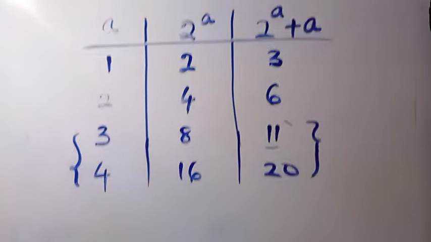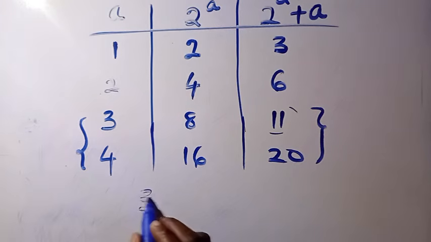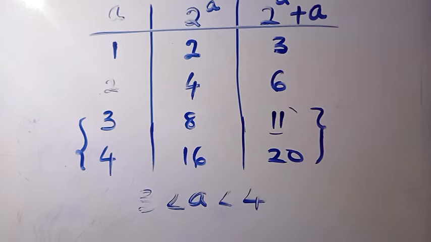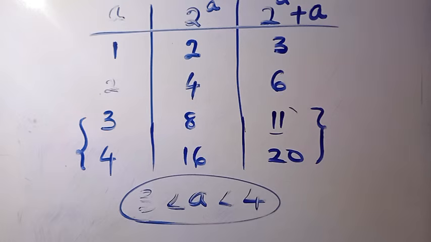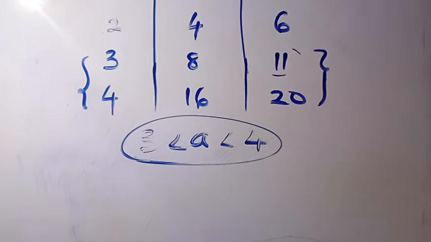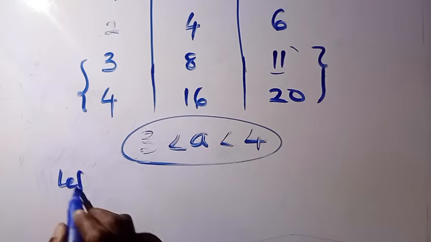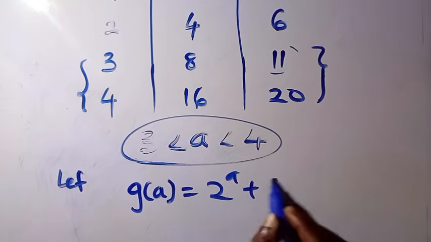So this brings us to the conclusion of inequality that for every value of a, 3 is less than a, and a is less than 4. We get the value between 3 and 4. So this should be our target. And after knowing this, but before I solve further, suppose I let g(a) equal 2^a + a.